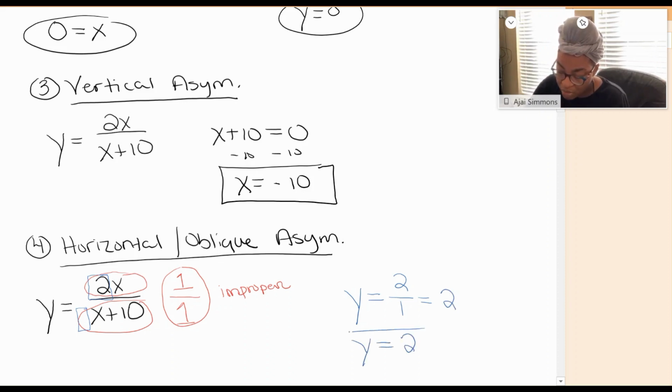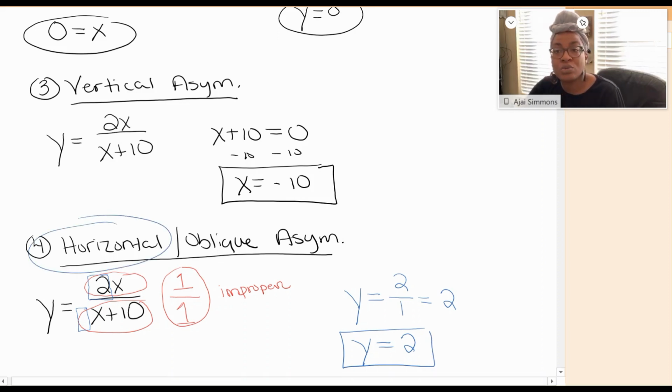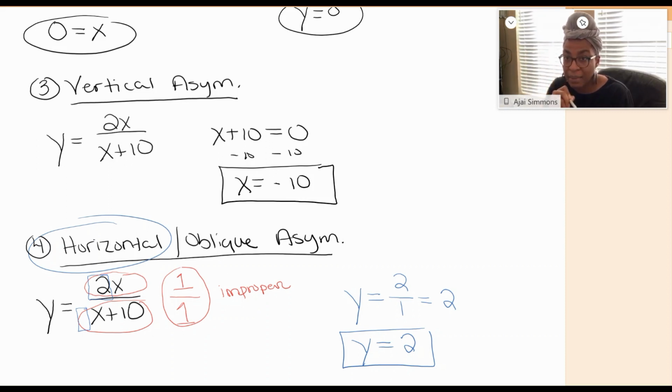This is a horizontal asymptote at y equals 2. So if the degree is the same at the top and bottom, all you have to do is take the number sitting in the front on the top and at the bottom. That's how you find your asymptote. And it will be a horizontal asymptote.